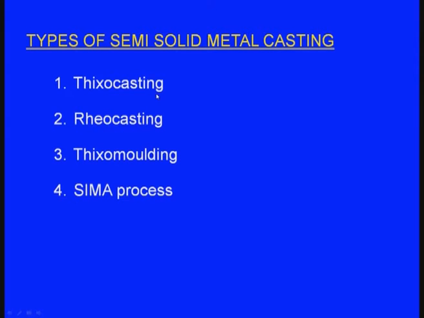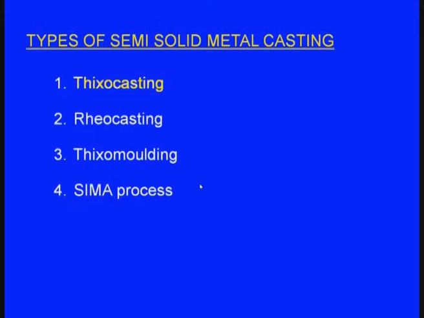Now, what are the types of semi-solid metal casting process? One is thixo casting, another one is rheo casting, another one is thixo molding, and finally, the SIMA process. Now, we will see all these one by one. First, we will see the thixo casting process. What is this thixo casting?